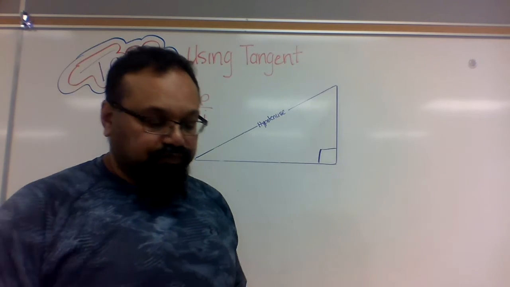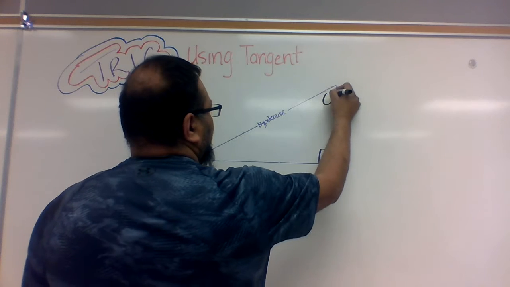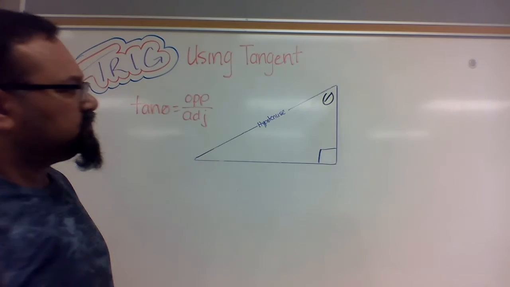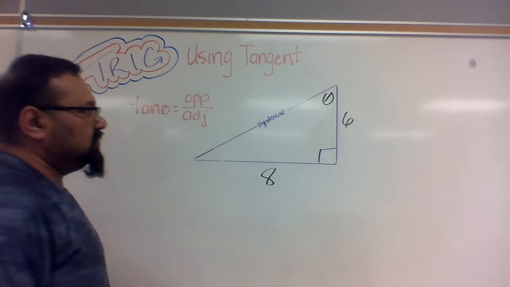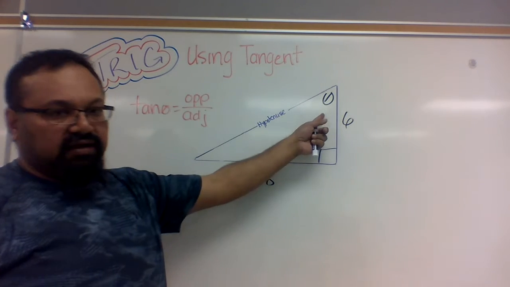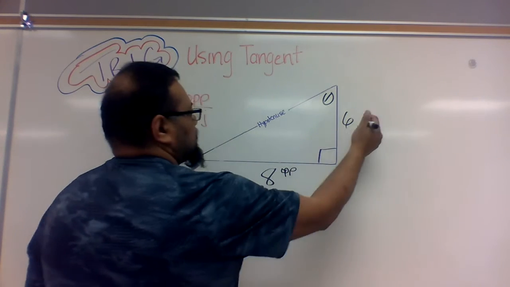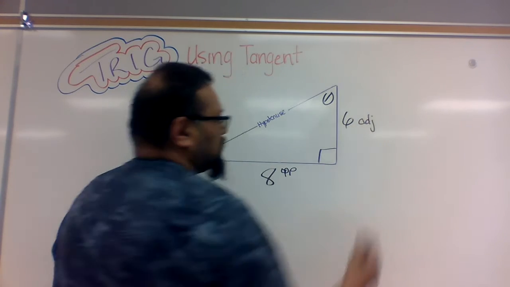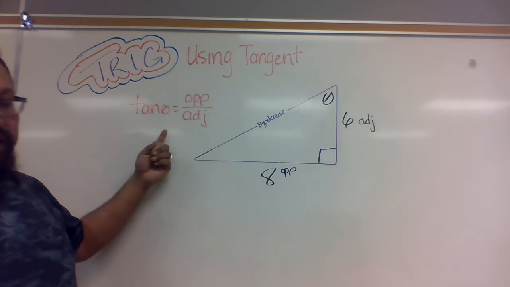So for our first example, let's say we're still trying to find theta up here. One side is 6, the other side is 8. We know that if theta is over here, this is the opposite, so we're going to write that in. It makes this one the adjacent. Now that we've labeled our sides, we can go in and use the ratio.